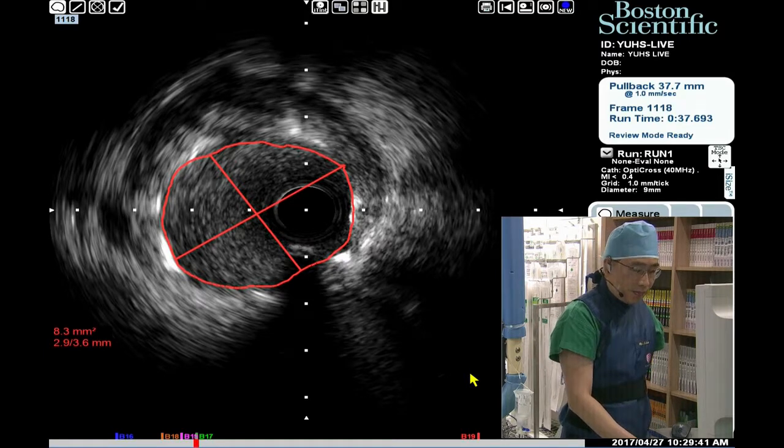No, the left main. Left main, yeah. For non-compliant, it looks like. Sure.